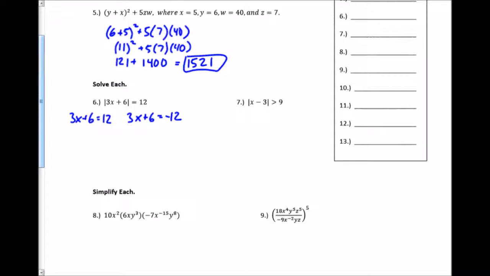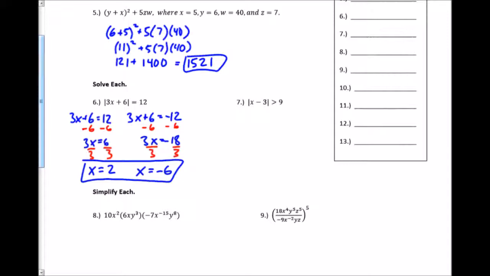Now I just solve this. Subtracting the 6, I'll do the same thing over here. So I get 3x equals 6. Over here I get 3x equals a negative 18. I divide by 3. Again, I do the same thing over here. I'm solving the same problem practically twice and getting two very distinct solutions. And that's it. And you can plug each of those in and check them to make sure they work, and they do.